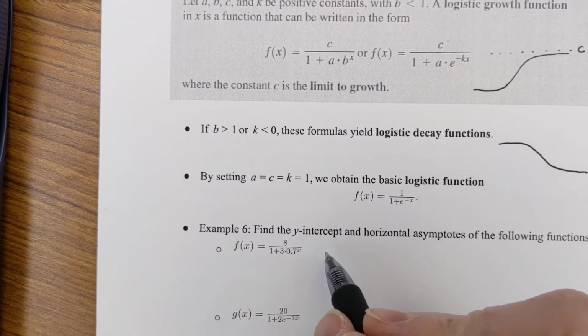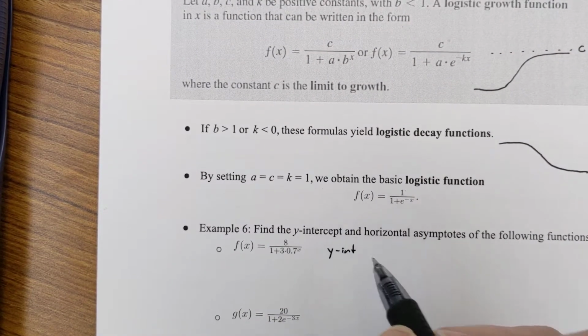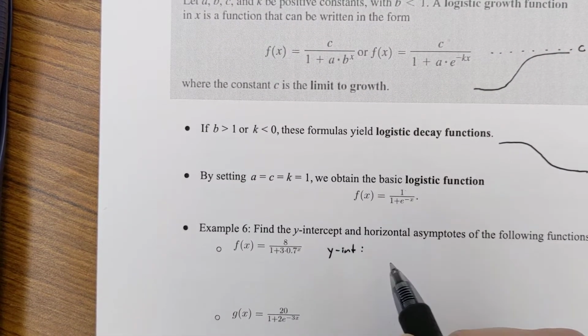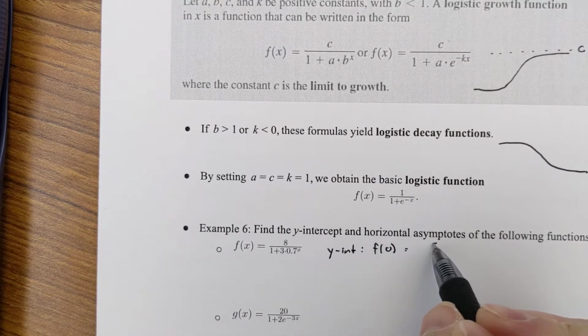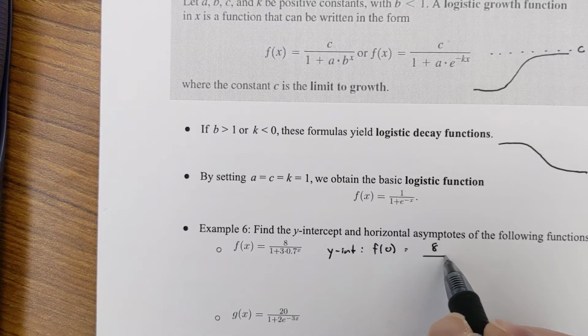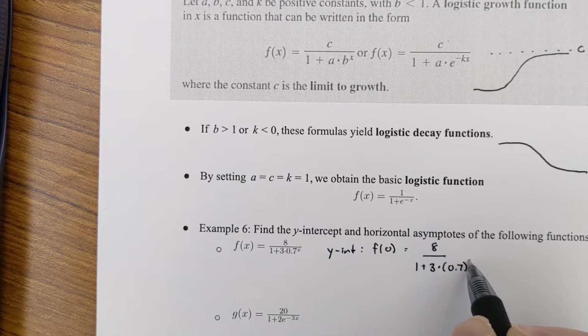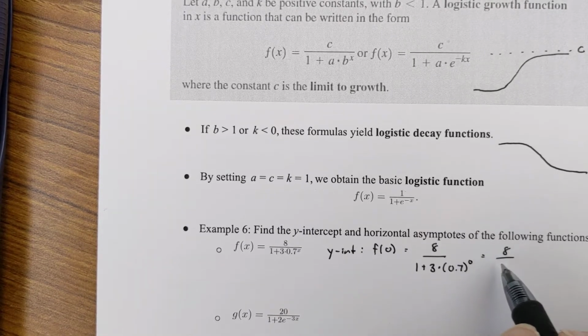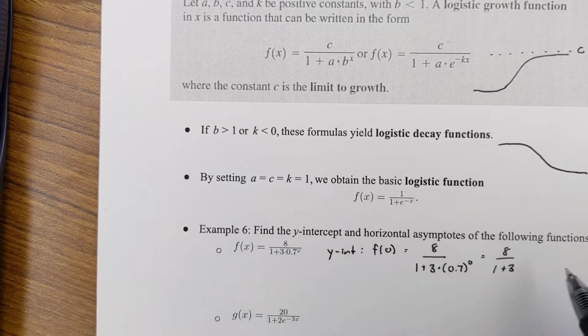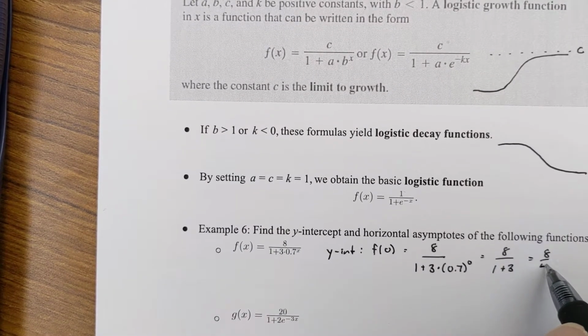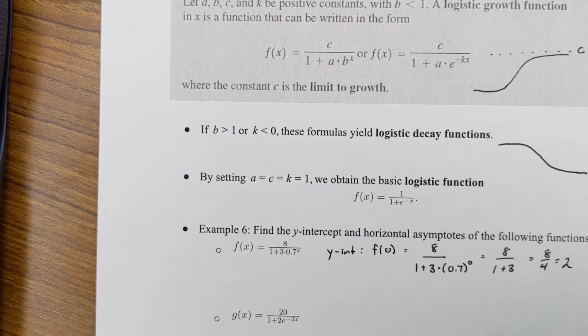So the y-intercepts, sorry, occur when x is 0. So I need to find f of 0. So that's going to be 8 over 1 plus 3 times 0.7 to the 0th. So anything to the 0th is 1, so this becomes 1 plus 3 on the bottom, because 0.7 to the 0th is 1. 1 times 3 is 3. So this is 8 over 4, which is just 2.